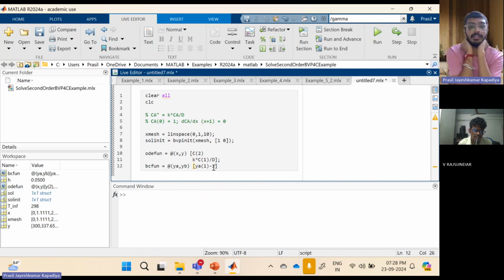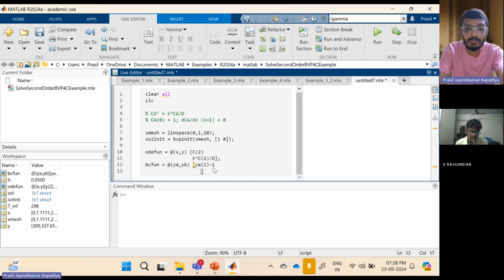And my second boundary condition here, what we are given, dCA by dx is given. So here, instead of taking yb of 1, which is what we have taken till now, for this problem as it's dCA by dx, we need to take yb of 2. Yb of 2 minus 0 is equal to 0. So I will just write yb of 2.